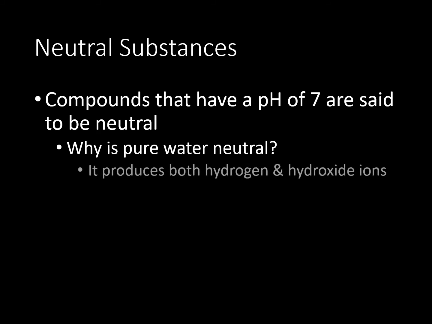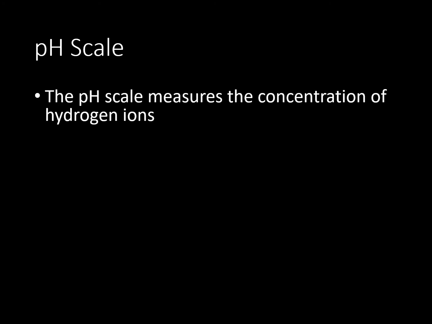So if we look at pure water, H2O, we can rewrite that as HOH, which breaks down into a hydrogen ion and a hydroxide ion. And because they're found in equal concentrations, that makes it a neutral compound. So if we look at the pH scale, what does it actually measure?